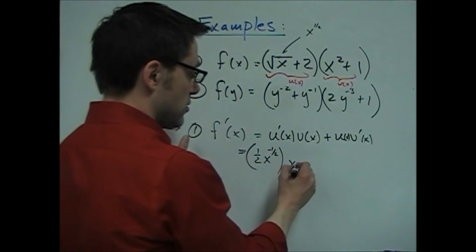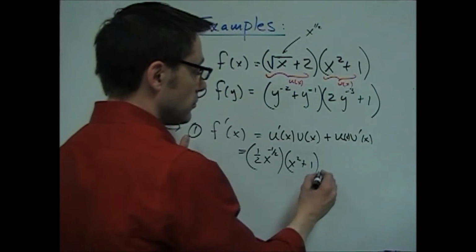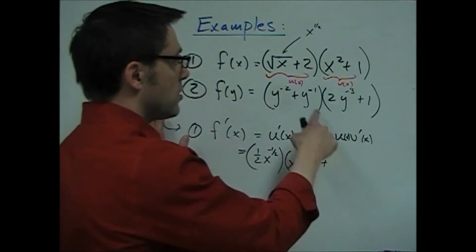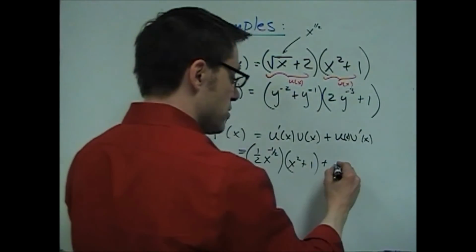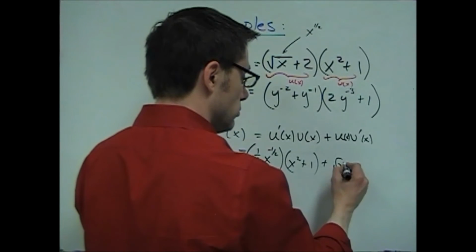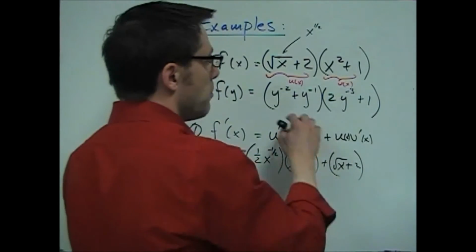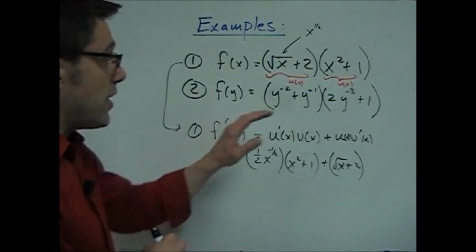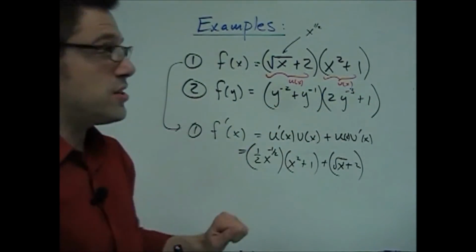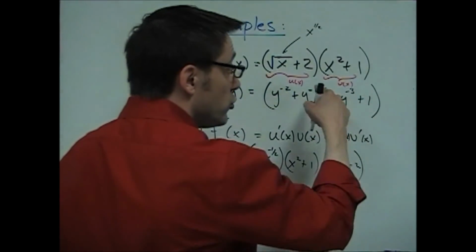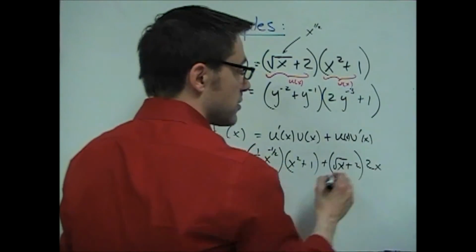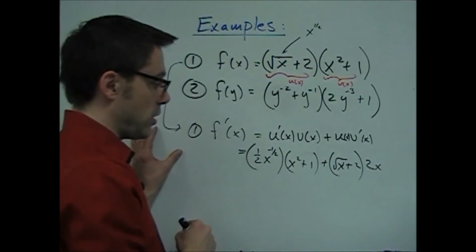Well, v is just x squared plus 1, plus the other way around. So I just rewrite u. Here's u. It's root x plus 2. Multiply that by the derivative of v. Well, again, this is a polynomial. The derivative of 1 is 0, and the derivative of x squared is going to be 2x. Right? Bring the power down, reduce the power by 1.